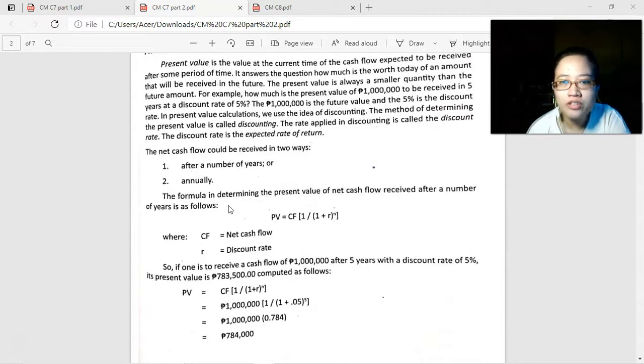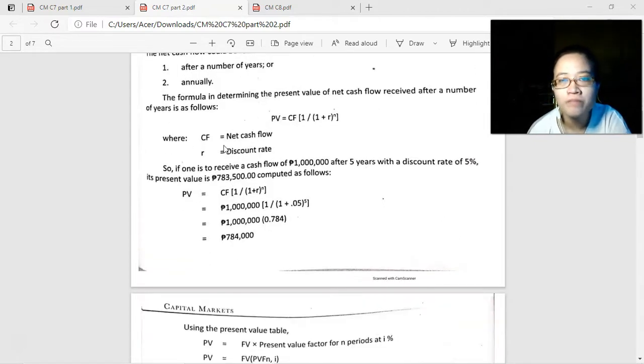The formula in determining the present value of net cash flow received after a number of years is as follows. Ito yung mas simple: present value is equal to the cash flow multiplied by 1 over 1 plus R, interest rate, raised to the n, or number of years. So example, if one is to receive a cash flow of 1 million after 5 years, with a discount rate of 5%, its present value is 783,500, computed as follows. So 1 over 1 plus 5% raised to 5 years, so 784.